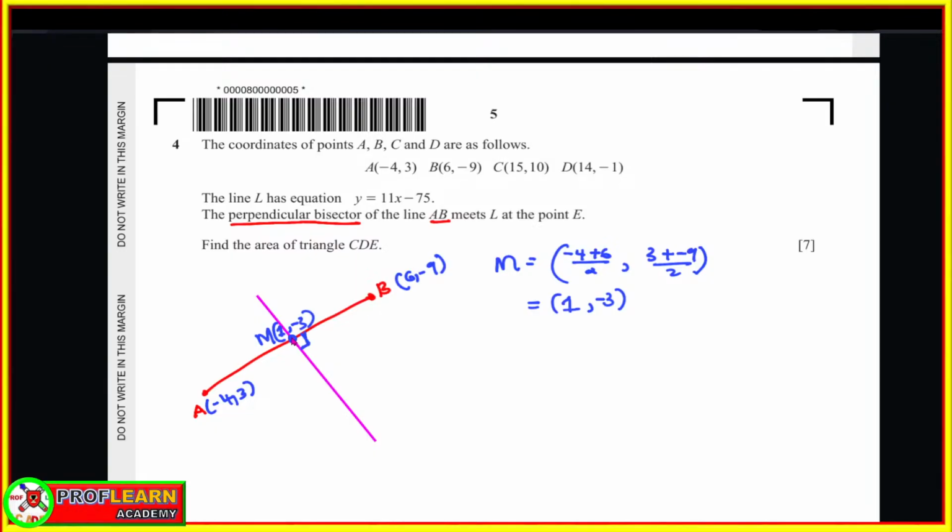But you are told the perpendicular bisector of line AB meets L, and our line L is seated here at point E. So this perpendicular bisector is going to intersect with our line. I'm not saying they are parallel, but I'm just representing that y is equal to 11x minus 75. So we need to find the equation of the perpendicular bisector.